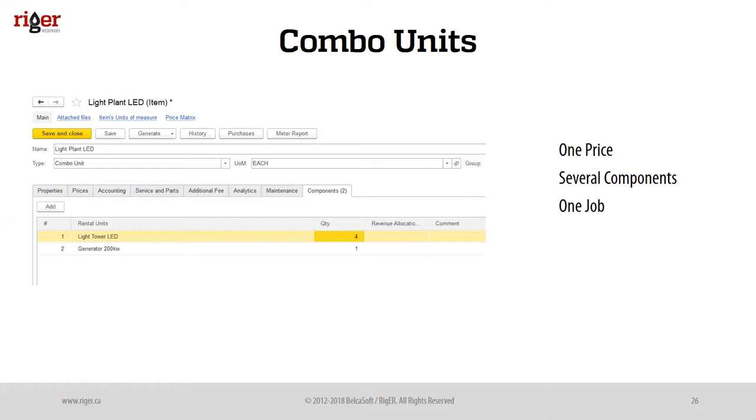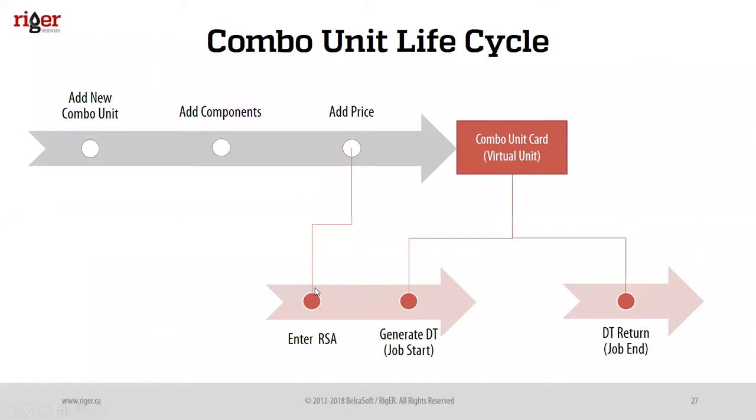We use combo units when we have one price and several components, and usually a combo unit is used for one particular job. For example, here we have the light plant LED, a combo unit type, and this light plant combines light towers and one generator. It's pretty simple. However, I'd like to explain the combo unit life cycle.